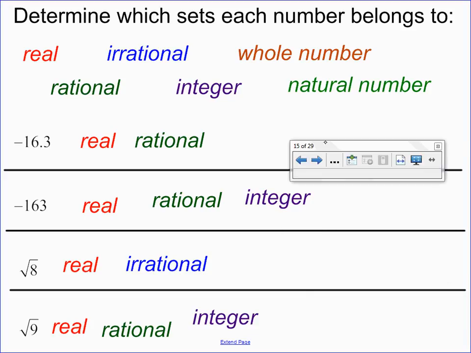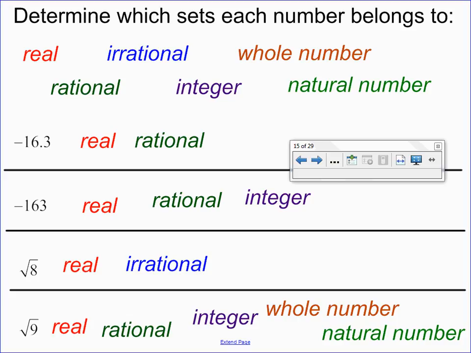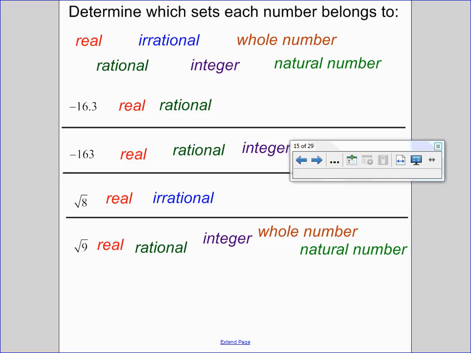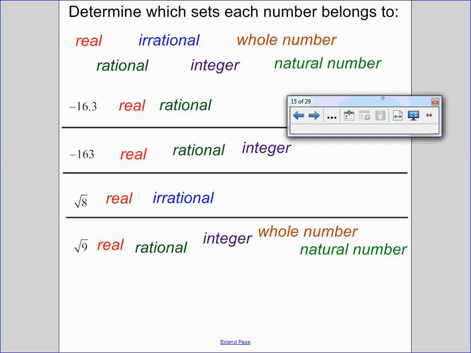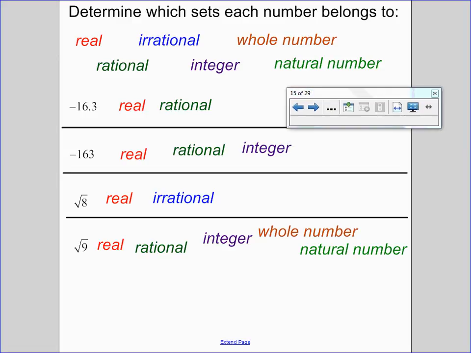Because it's positive, that integer would also be a whole number, and it's a natural number because I can count it on my fingers or toes. In this case, I only need fingers because it's just 3, right? That's fun. So root 9 was all those things.